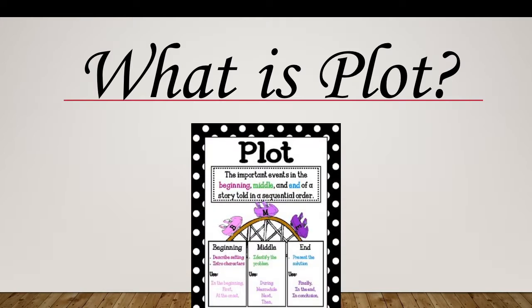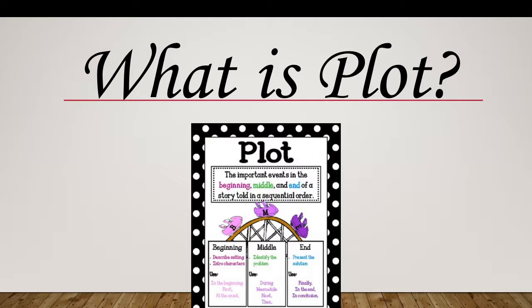Plot is the important events that happen in the beginning, middle, and end of the story, and they must be in the sequential order as it happens from the beginning to the middle and then the end. So, one more time, very easy. What is a plot? Plot is what happens at the beginning of the story, in the middle of the story, and at the end of the story. And it must be in sequential order, in correct sequence.